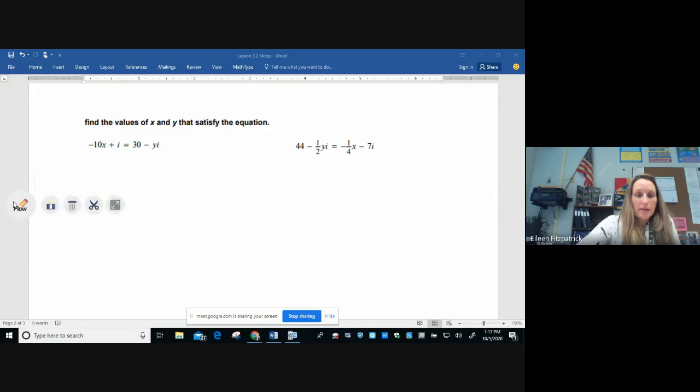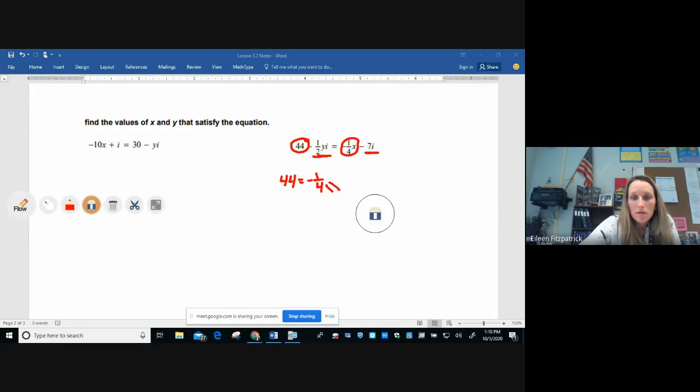Same setup. So you're going to identify the reals and the imaginaries. This is real. 44 is real, and negative 1/4 x is real. And then this is imaginary and this is imaginary. So the reals are 44 equals negative 1/4 x. And then the imaginary is negative 1/2 yi equals negative 7i.